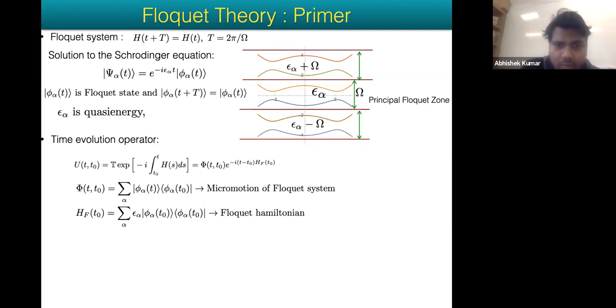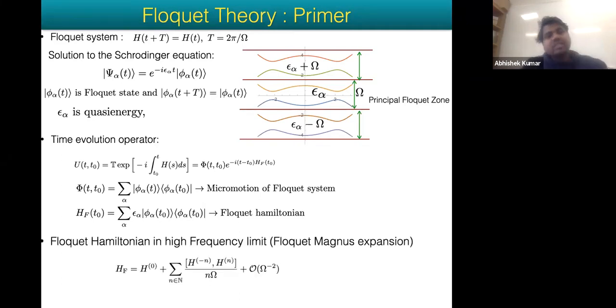One is the micromotion operator, and the second term is a stroboscopic time evolution operator. The micromotion operator tells the evolution of a state within one period, and this stroboscopic time evolution operator tells us about the evolution of a state at integer multiples of the time period. So in a way, this HF governs the dynamics of a state stroboscopically.